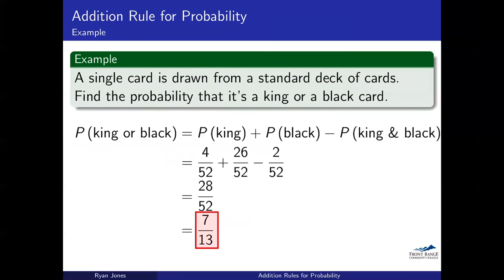That'll be it on addition rules for probability. We've dealt with our addition and even a little bit of subtraction there. So that'll be it for addition rules, and we'll move on next time to multiplication rules.